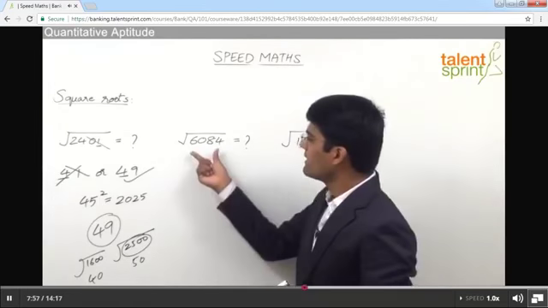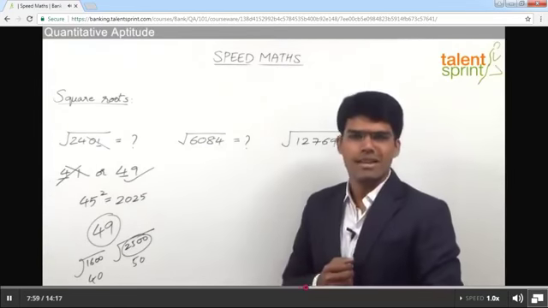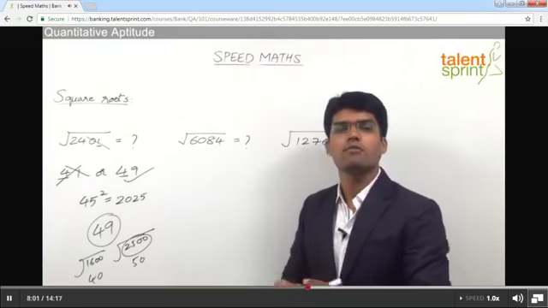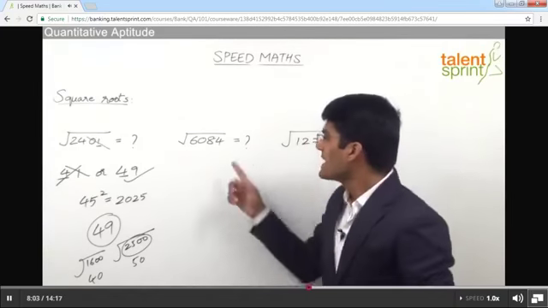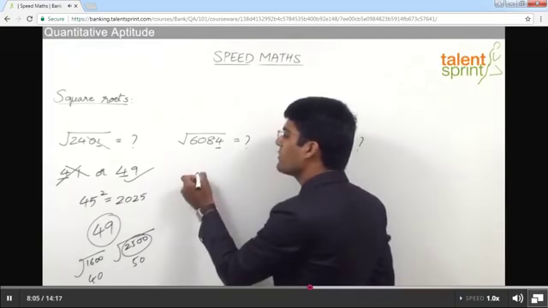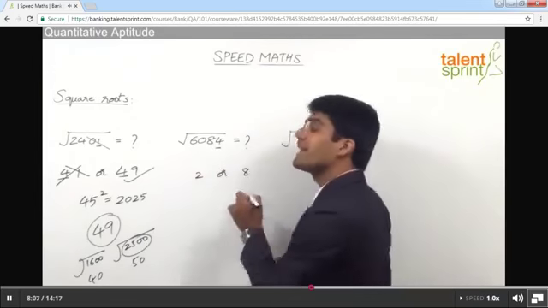The second one here is square root of 6084. Let us take 6084 to be a perfect square. Now as the number is ending in 4, its square root will end with 2 or 8. So that's the first step.